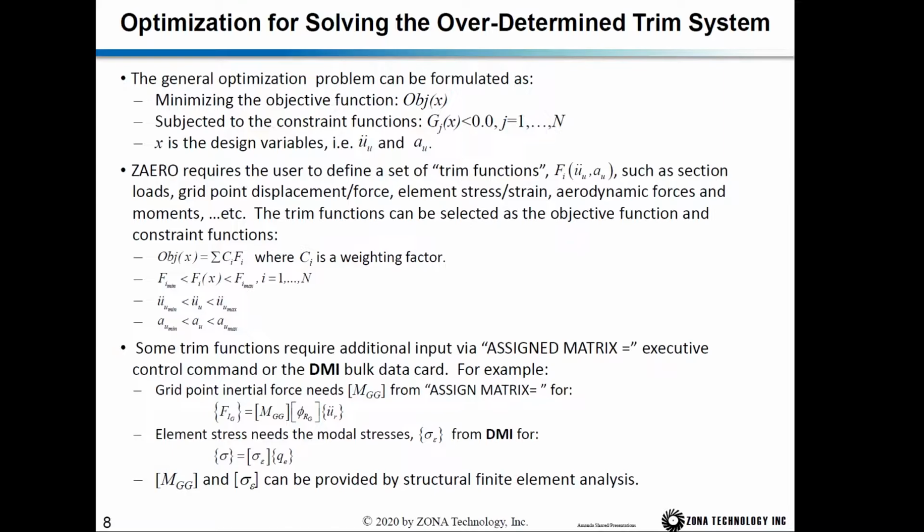So, for example, if you have 10 modes, it will naturally give you 10 modal stresses in this element, and you can import those modal stresses into the TRIM module. After the TRIM module solves the generalized coordinates of the elastic modes, you can use this equation to calculate the stress in this element. Okay.